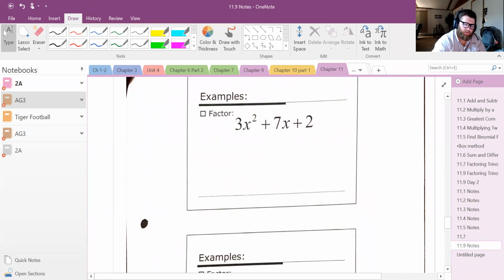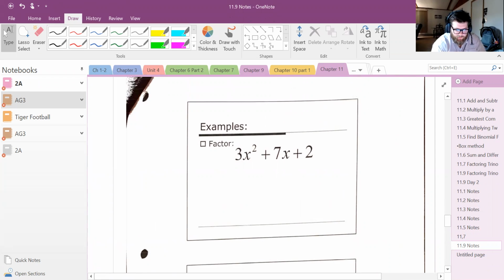Okay, next. Okay, so here we go. Okay, so we have 3x squared plus 7x plus 2. Once again, can we factor out a monomial? Guess what? We can't. Okay, next step. Draw your parentheses. So we have 3x and x. Okay, because that'll give me 3x squared in my first step.